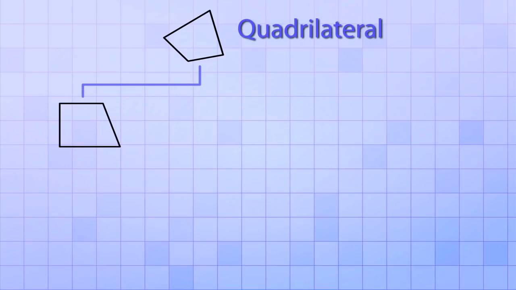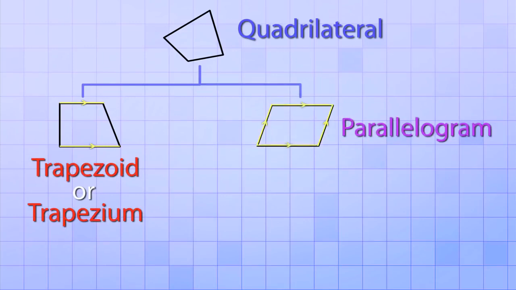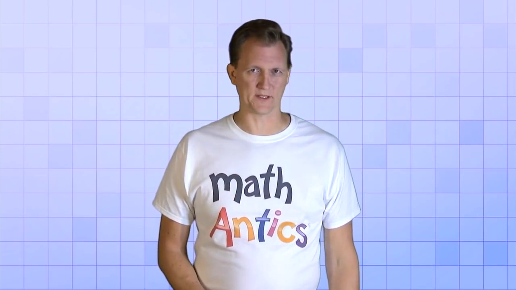But if it has one and only one pair of parallel sides, we call it a trapezoid or a trapezium. Or if it has 2 pairs of parallel sides, we call it a parallelogram. And you've already seen that there's several types of parallelograms called rectangles, rhombuses, and squares. All right, so that's the basics of classifying quadrilaterals. And there's a few other special types of quadrilaterals, but we've learned the most important ones.